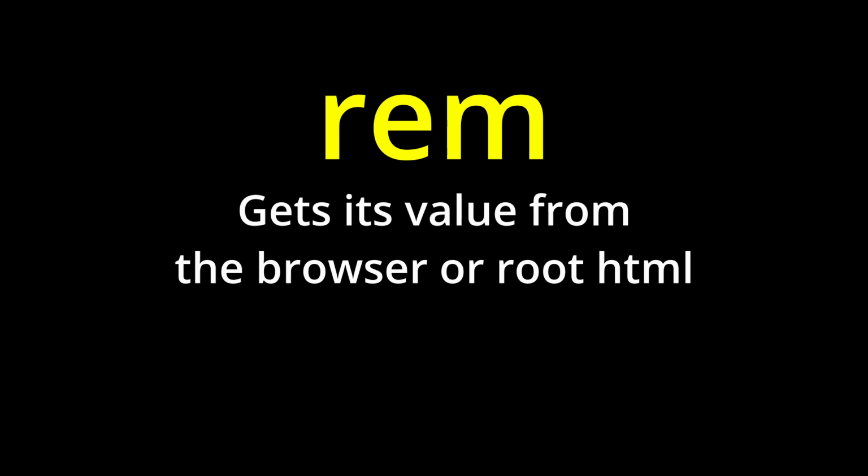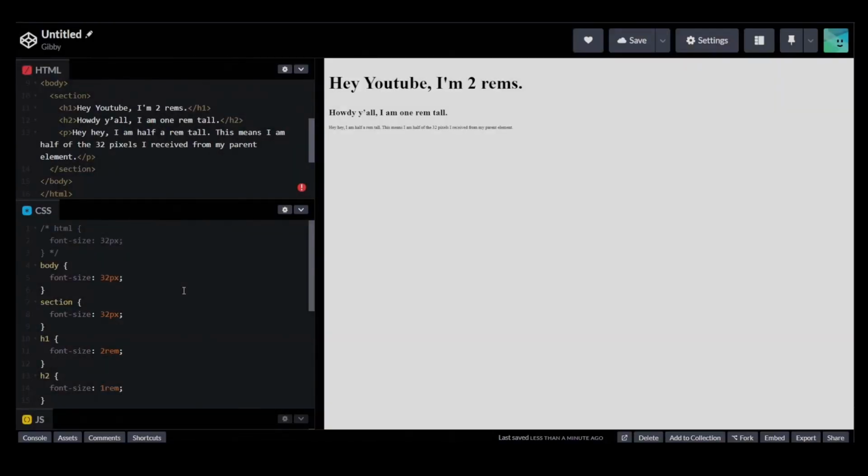The next relative unit I want to go over is rem. Rem stands for root M. Gets its value from the browser or the root HTML. So here's the same example I just showed you, but now with rem. As you can see, I gave the section and the body font sizes of 32 pixels, but because it's rem, it does not get its value from the parent elements. Instead, it gets it from the HTML or the browser.